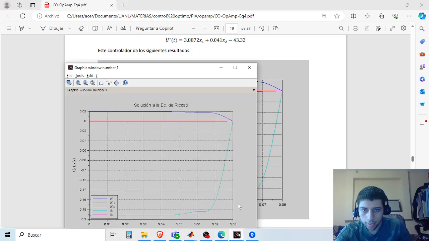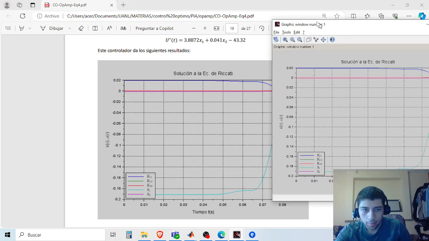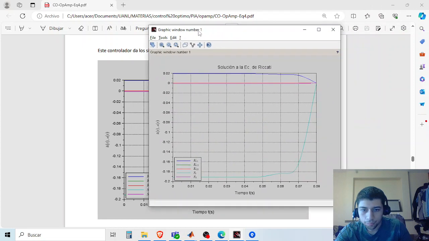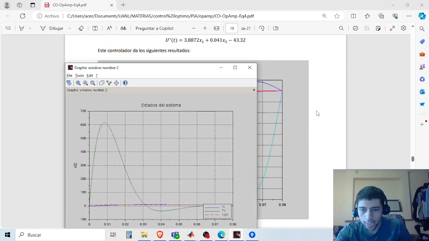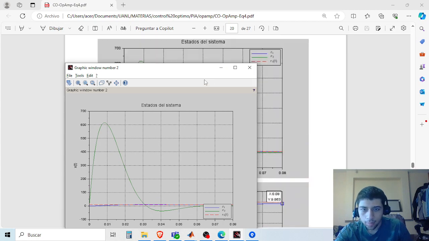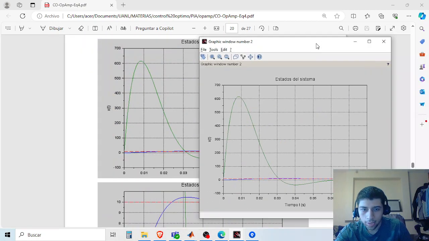So for the Riccati's equation we got the same graphs. For the dynamics of the system it's the same. So let me zoom in to see what is happening accurately.